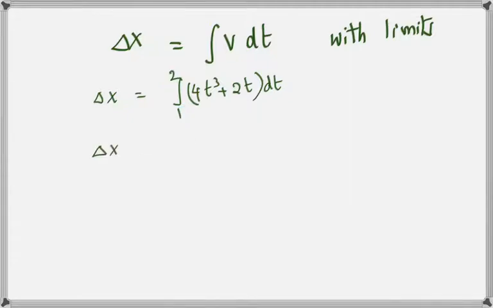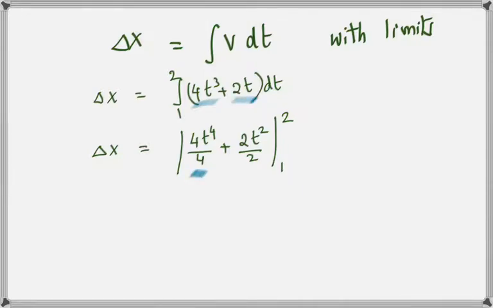So we proceed and we substitute the function and we do the integral. We can see that the integral of 4t to the power of 3 will become 4t to the power of 4 divided by 4, and 2t will become 2t to the power of 2 divided by 2. So that's the function which we get after integrating. And we keep the limits as they are, 1 and 2. 1 is the lower limit and 2 is the upper limit.